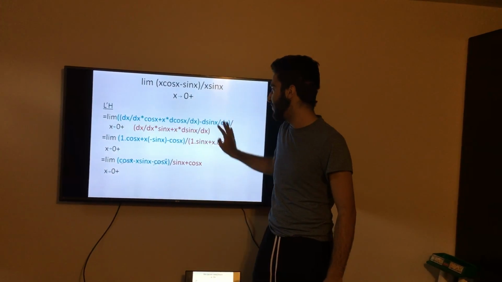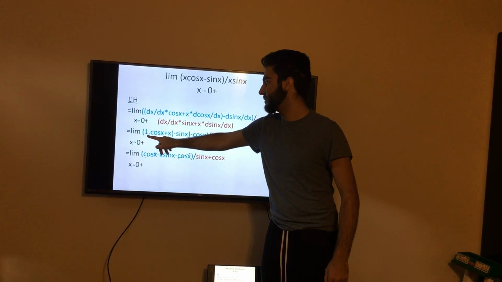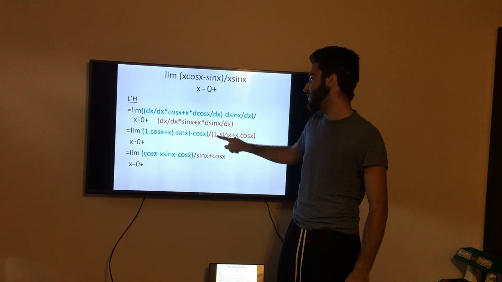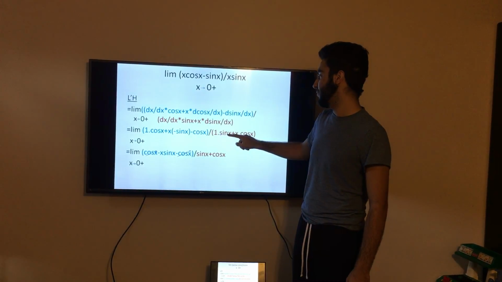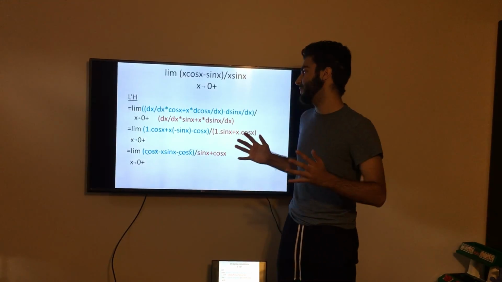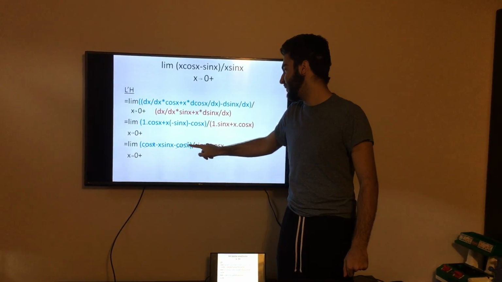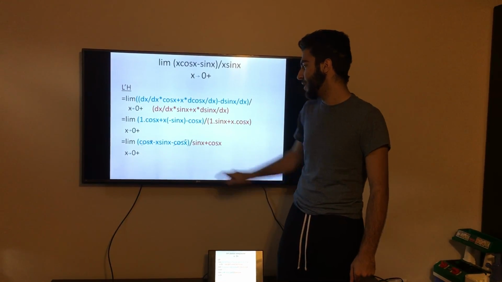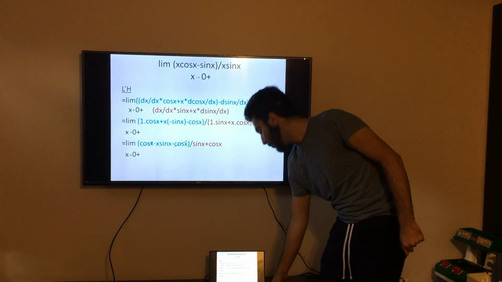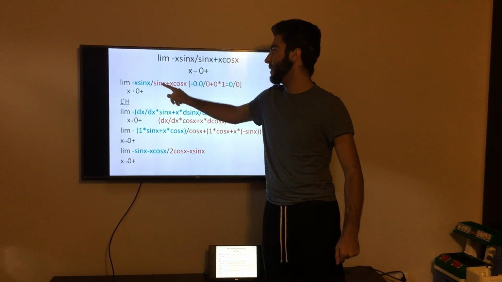This is all the area over here where I showed the proper notation, and what we get is negative sine x minus cosine x divided by 1 times sine x plus x cosine x. So when we expand it all out, we get negative sine x minus cosine x divided by sine x plus x cosine x. So what we do is remove the cosine x and the negative cosine x, and what we get is negative x sine x divided by sine x plus x cosine x.